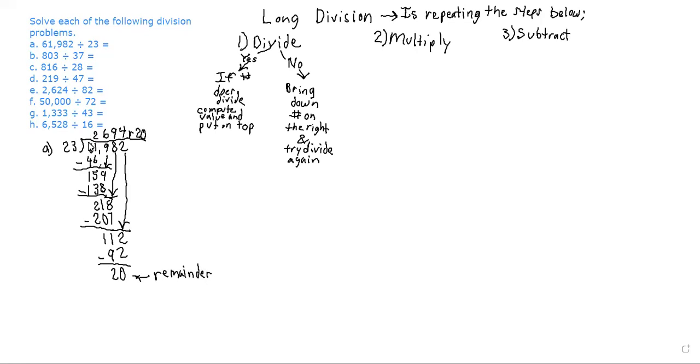So the answer is, when we do this division, 61,982 divided by 23, our answer is going to be what we got here, 2,694 with a remainder of 20. That is our answer. Okay.